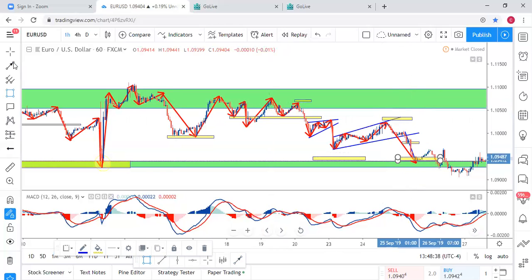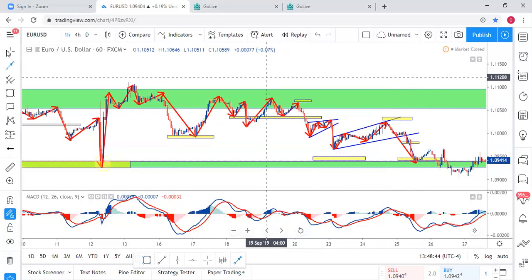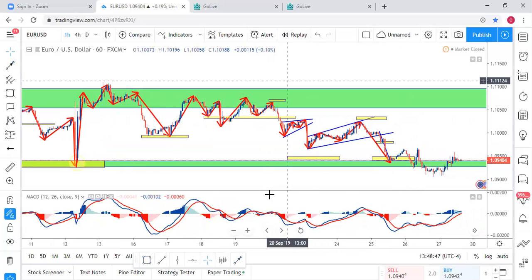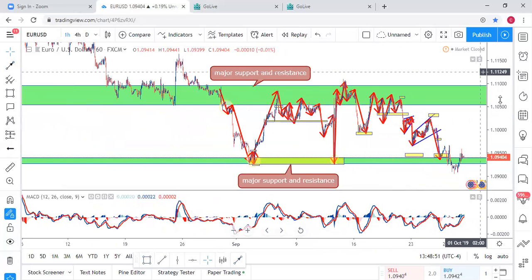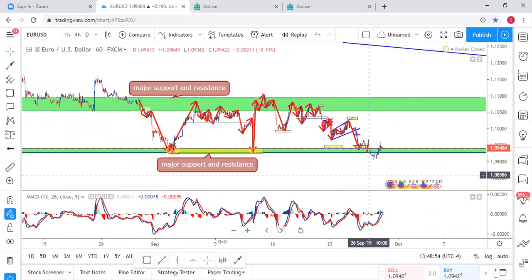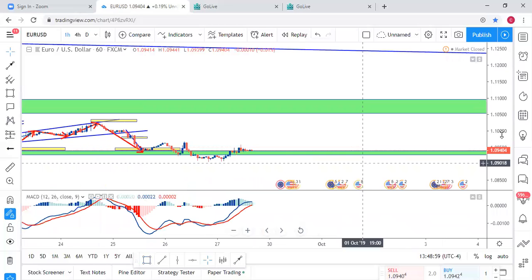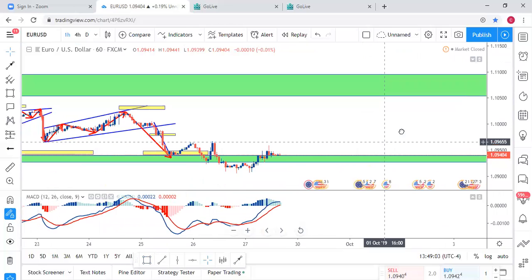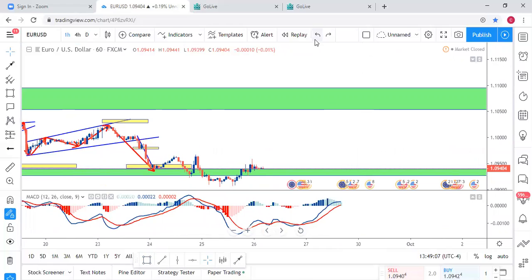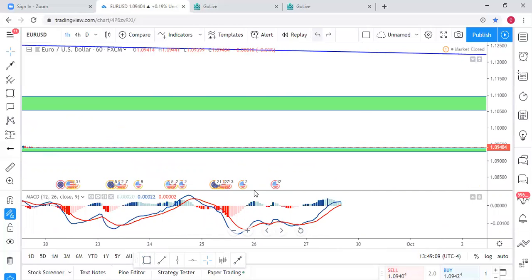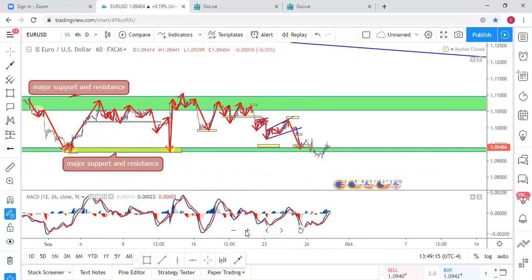Now, after all of that had happened, right? After all of this happened in this major support and resistance area, let's go back up. See how you have all of this in this general area. Now the market doesn't know what it really wants to do. So this is where the patience game really comes in.